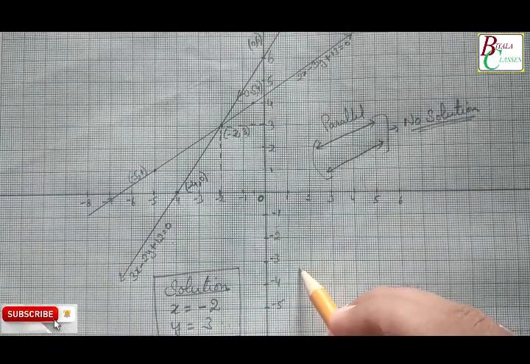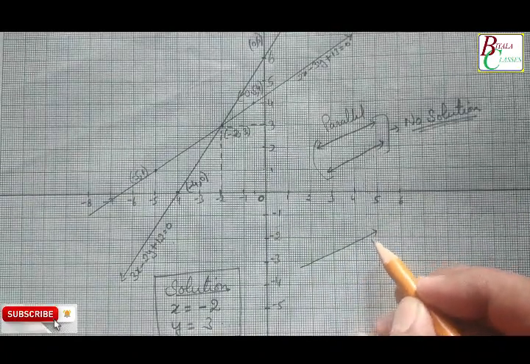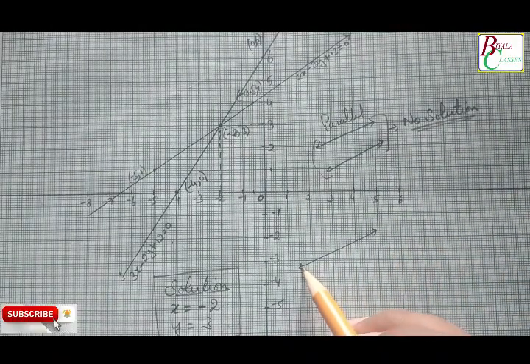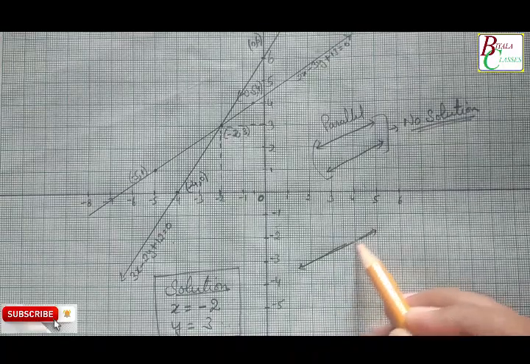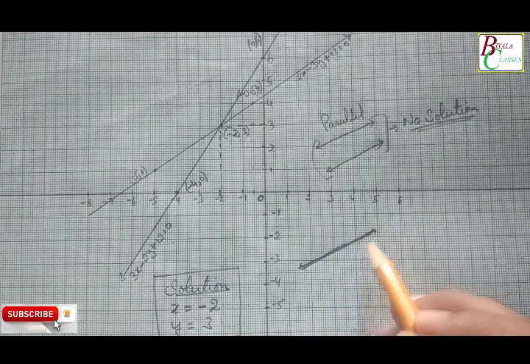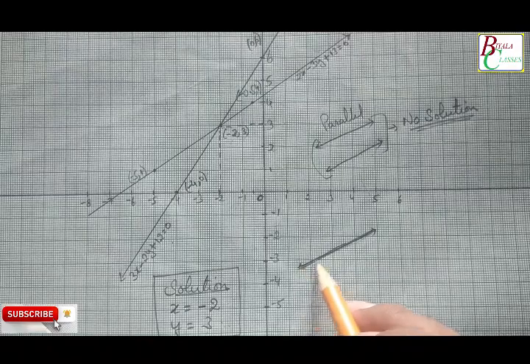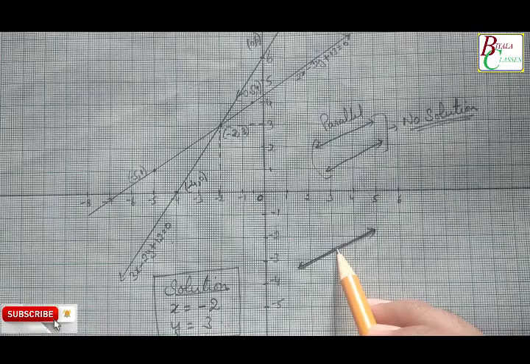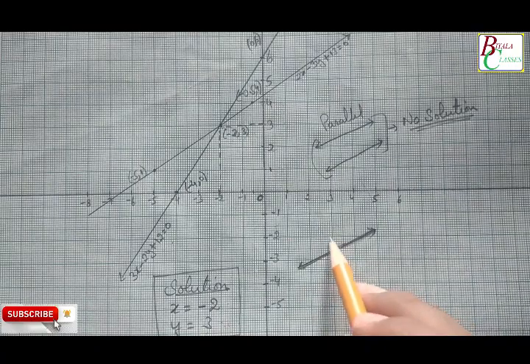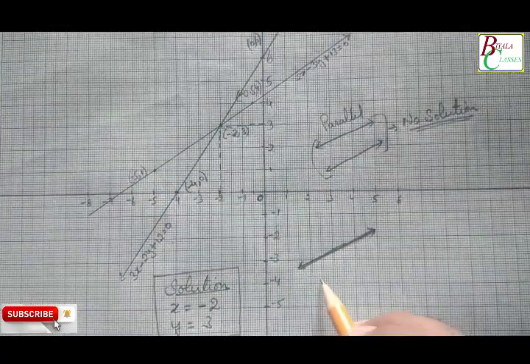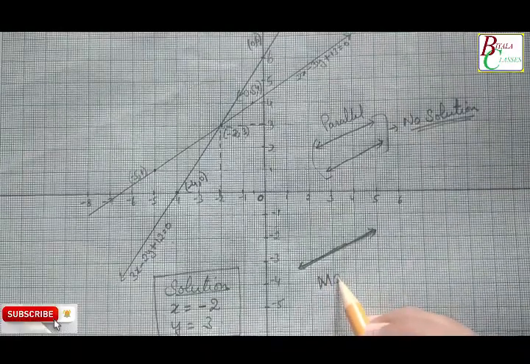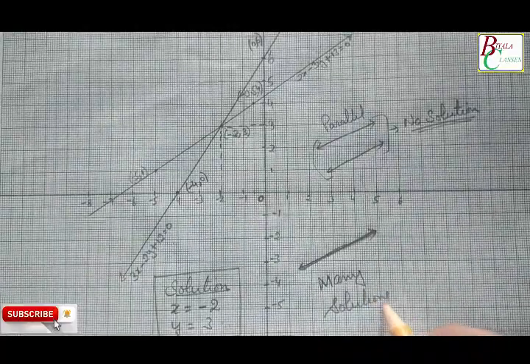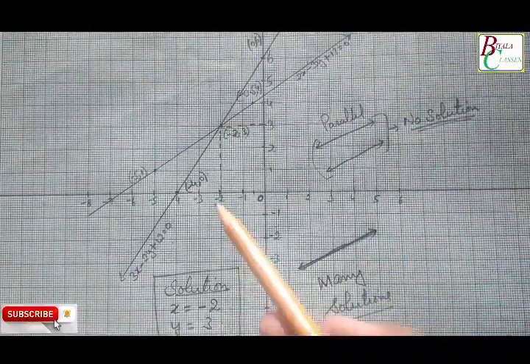Coincident lines, what happens? You draw the line for the first equation, this is there. Next, when you draw the line for the second equation, it again lies on the same line, means it is not a separate line, but it comes on the first line itself. So when for both the equations you get a single line, then we say that the equations have many solutions. So these are the three conditions which will be there.